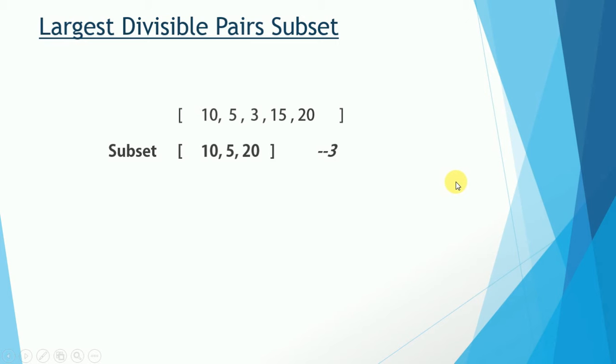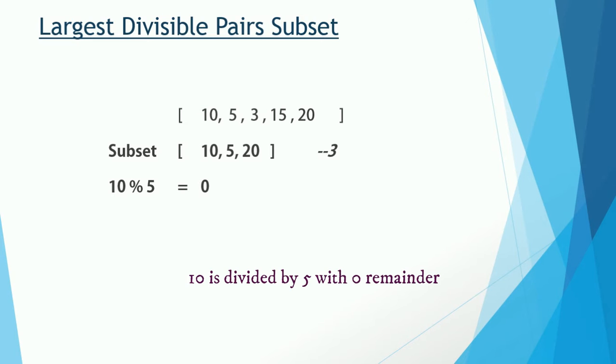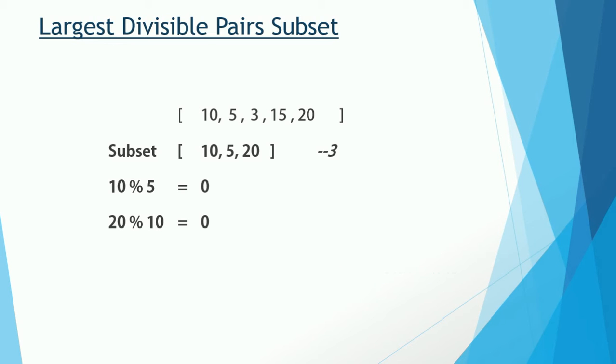Now I take out the subset 10, 5 and 20. Now you take the first pair, which is 10 and 5. You see that 5 is the smaller integer and 10 is the greater integer, so 10 is divisible by 5. Similarly, if you take the next pair, which is 20 and 10, 20 is divisible by 10. So this makes it a divisible pair subset. Now this is the largest divisible pair subset and its length is 3. So that is what we have to find out using dynamic programming. And this is our problem.